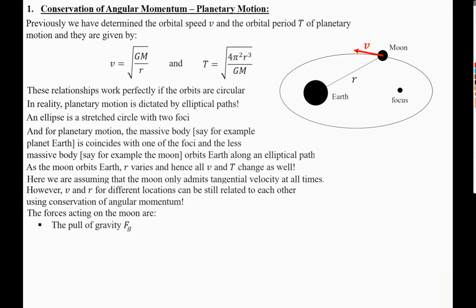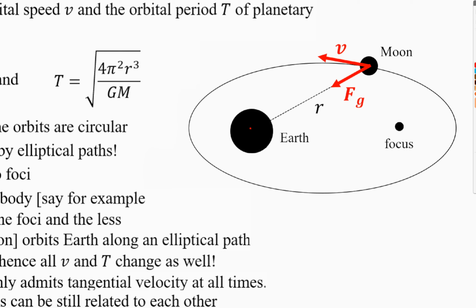The force acting on the Moon is the pull of gravity, but the pull of gravity produces no torque. That is, the net torque is equal to 0, and dL by dt is equal to 0. Now, why does the pull of gravity produce no torque on the Moon? This is the axis of rotation, and notice that the line of action of the pull of gravity passes through the axis of rotation. Then it produces no torque on the Moon.